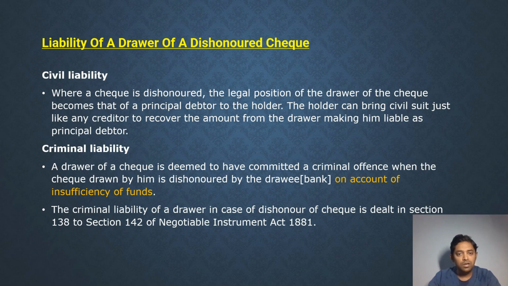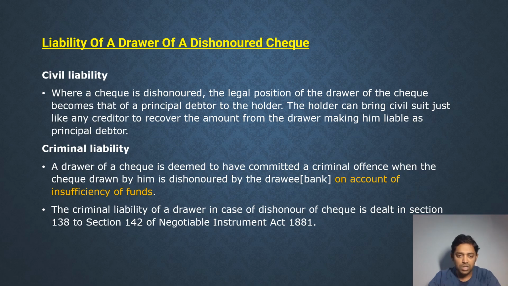Liability of a drawer of a dishonored check: civil liability and criminal liability. Civil liability: where a check is dishonored, the legal position of the drawer of the check becomes that of a principal debtor to the holder. The holder can bring a civil suit just like any creditor to recover the amount from the drawer, making him liable as principal debtor. Criminal liability.